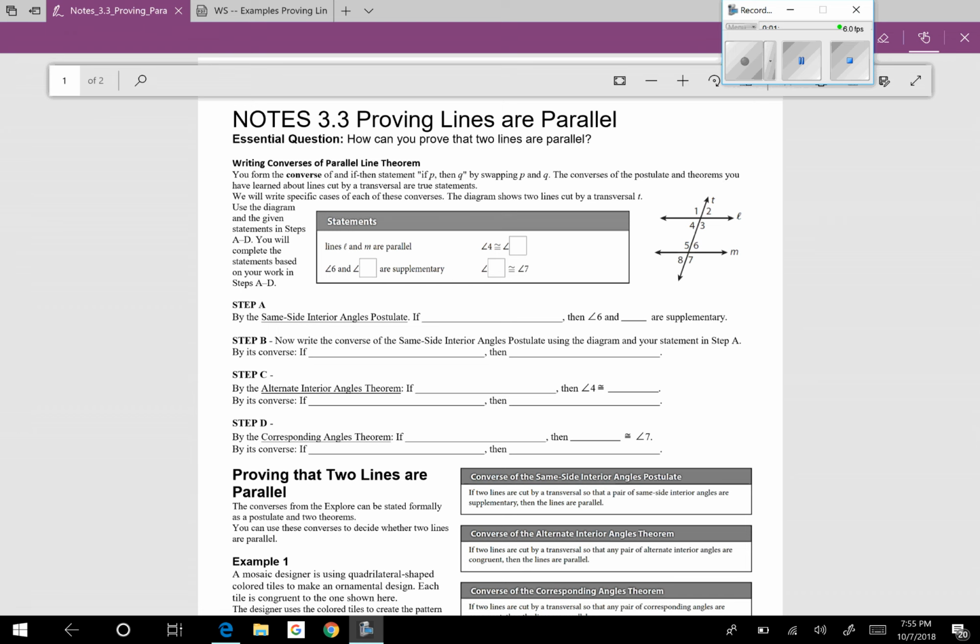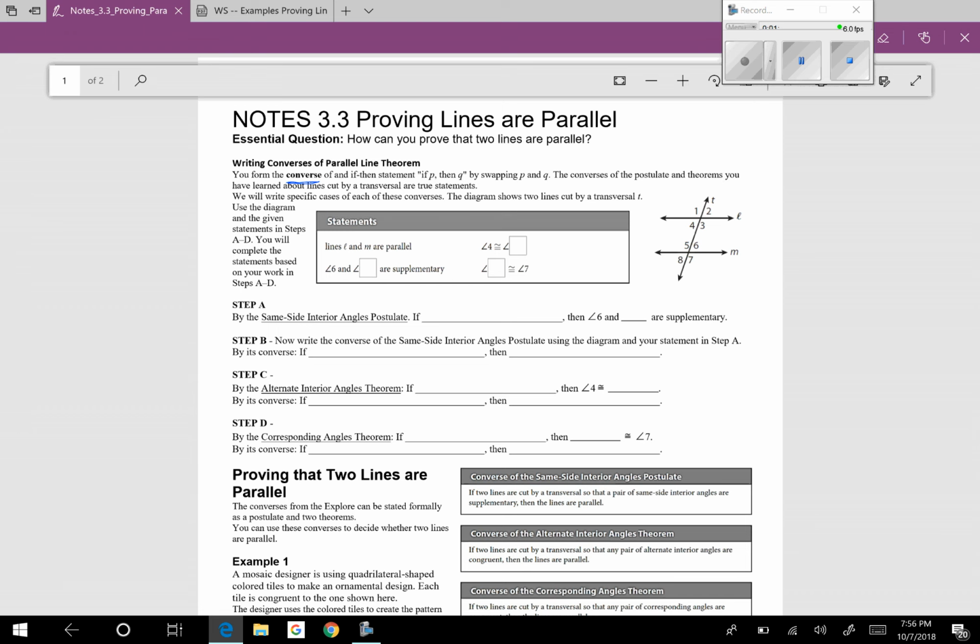All right, so today we're going to learn about how to prove lines parallel. And so we're going to prove them by using the converse of our original theorem. Remember our converse, you just take P and Q and you switch them. So the converses of the postulate and theorems that we've learned about lines cut by a transversal are true statements. And then we're going to use different cases of it to prove lines parallel.